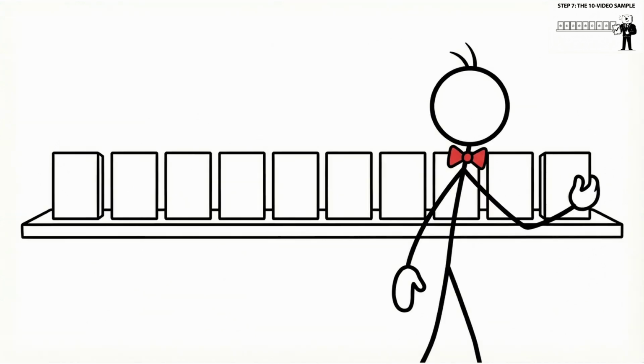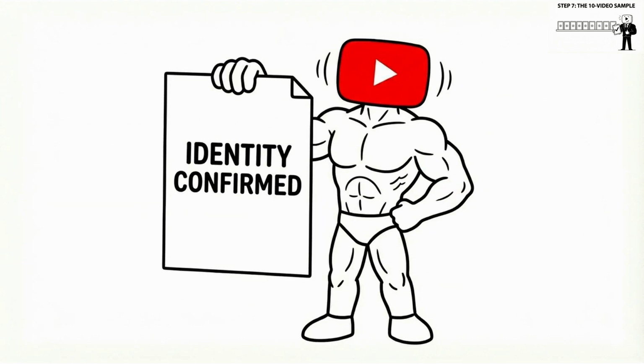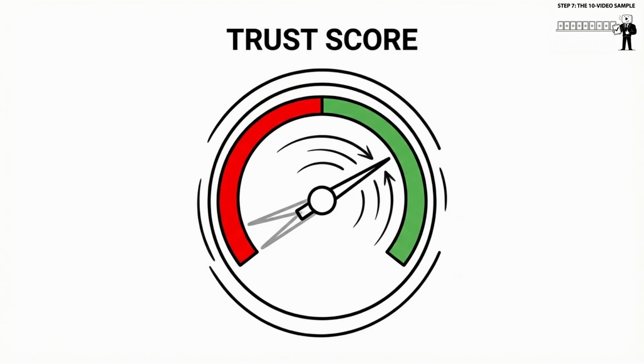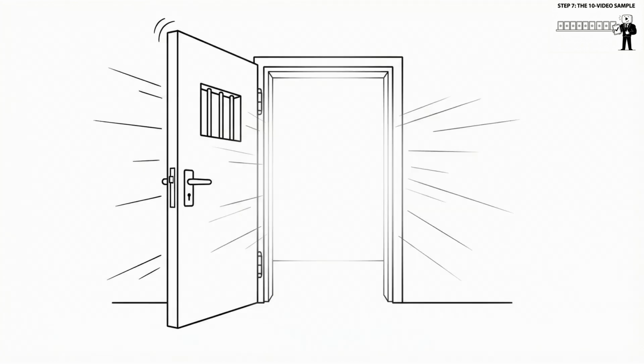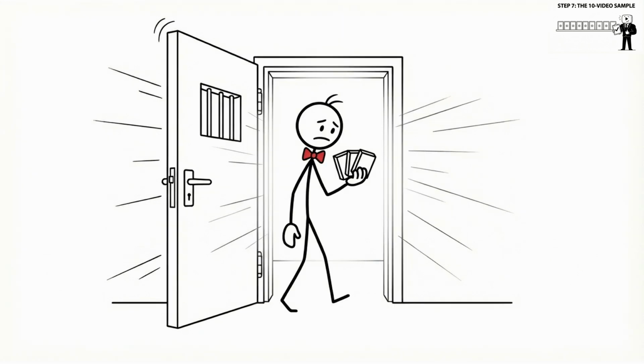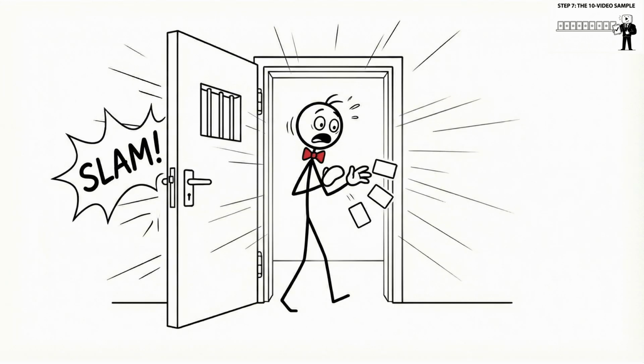By the time you hit 10 videos, the algorithm will look at your data and say, I know exactly what this channel is. That is the moment uncertainty disappears. That is the moment the trust score goes up. And that is the moment that the cell door opens. But until you have 10 videos proving your worth and giving YouTube new data points, the door stays shut. So get to work.